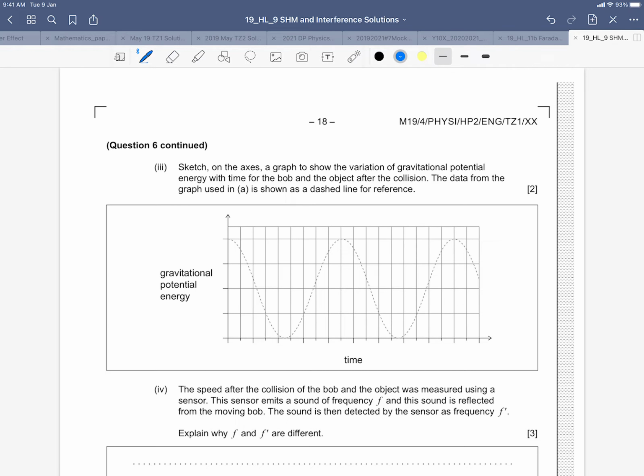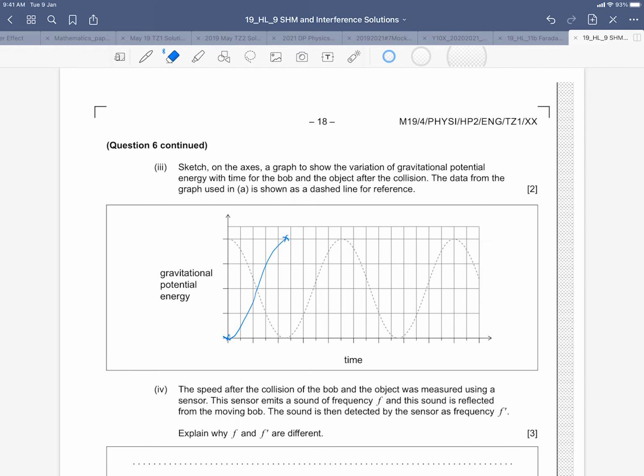And they've shown us the variation of the original kinetic energy when we just had one bob. But we know that the gravitational potential energy is, of course, opposite to the kinetic energy. So if you just had the one bob swinging, then when you have minimum kinetic energy, you have maximum potential energy. All the kinetic has been converted to gravitational potential energy and so on.